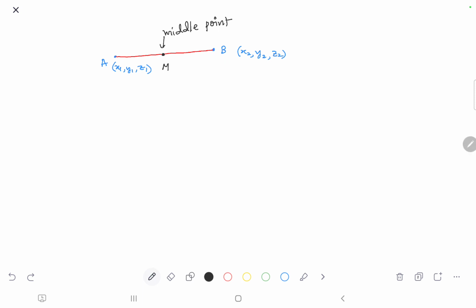See, the A and B coordinates are given here. Using those two coordinates, can you write down the coordinate of the M point? Can you remember it? You did it. But let me write it here. It will be the sum of the x coordinates divided by 2, comma, the sum of the y coordinates divided by 2. It is an average, right?